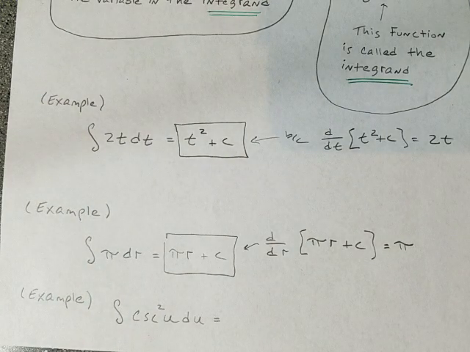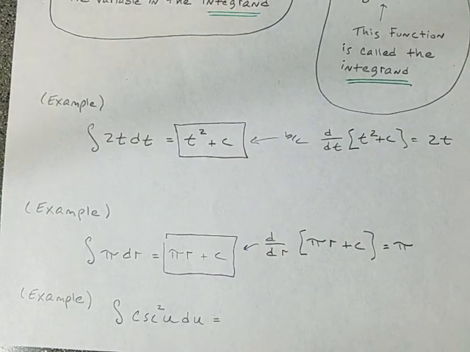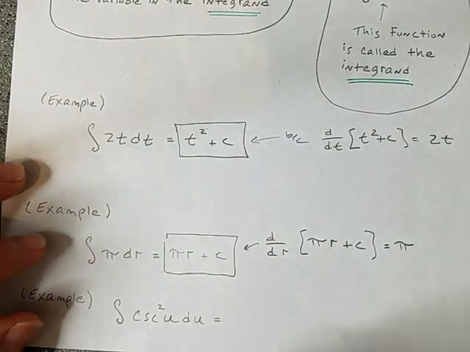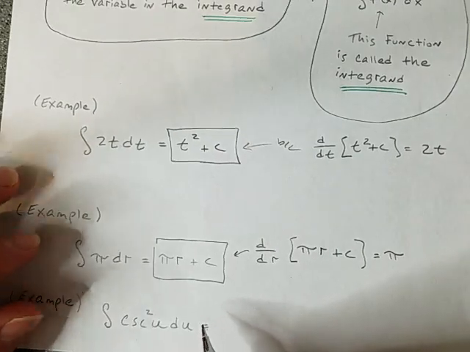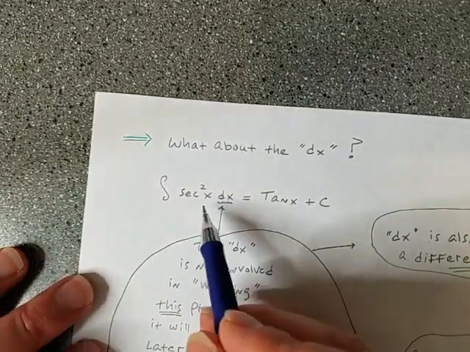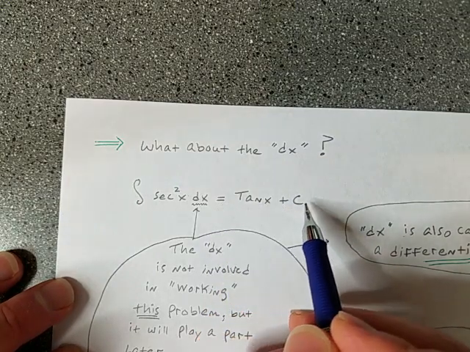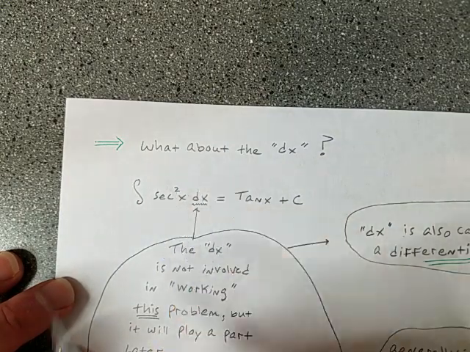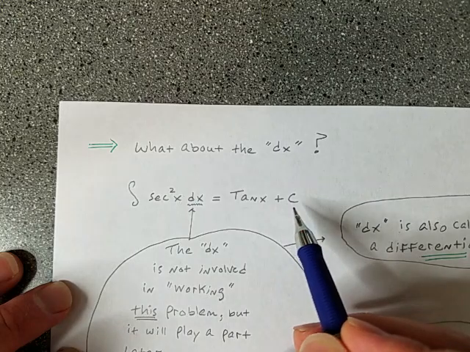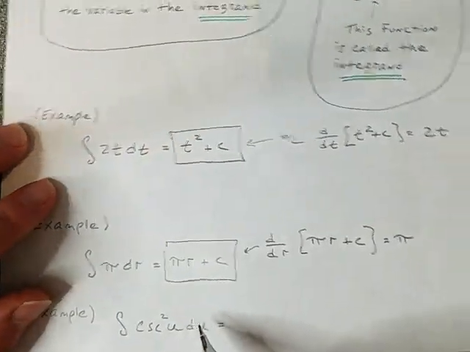Cosecant squared u du. All right, do we recognize that one? I'm seeing that kind of like this. The derivative of tangent is secant squared. The derivative of tangent plus a constant, still secant squared. There's something like that. Do you remember it?